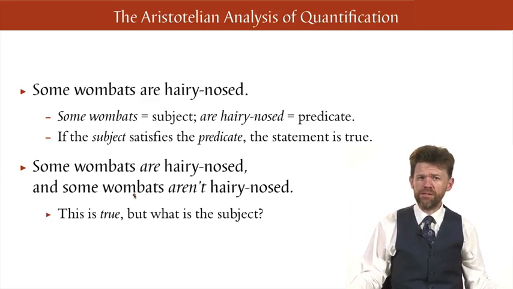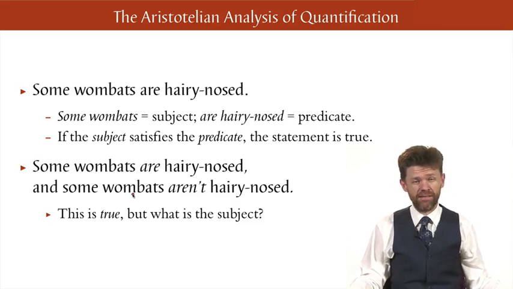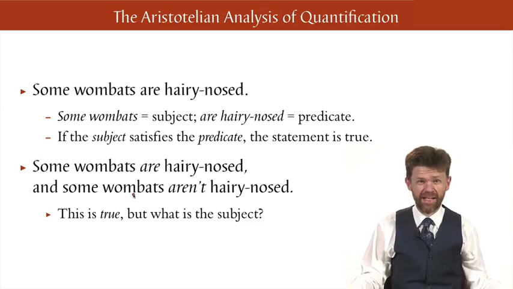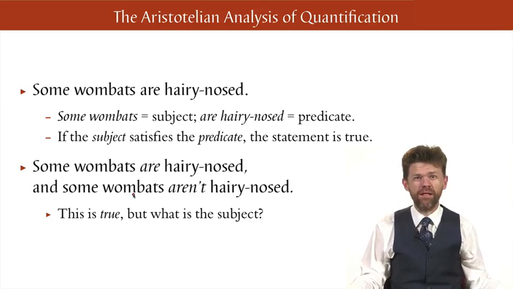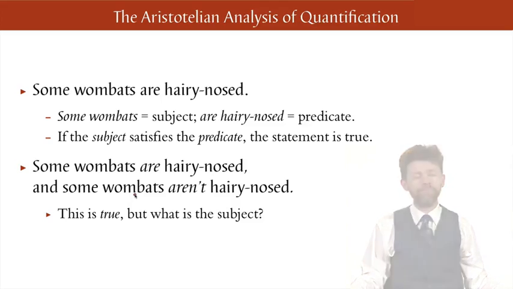The hairy-nosed ones, which are the subject of the first conjunct, aren't the same subject as the subject of the second conjunct, because that picks out the non-hairy-nosed ones. We use the same phrase to pick them out, though, "some wombats." We haven't got much insight into how this works if all we can say is that the subject of the statement is some wombats, and leave it at that.